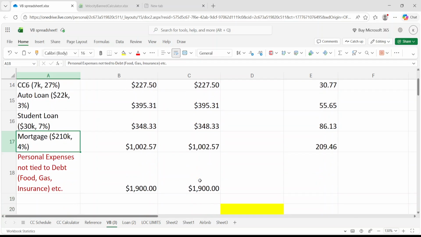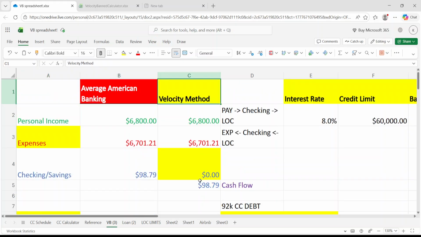whatever is tied to it, you just use one of the debt tools to cycle your expenses over and over again. And what we're going to do here is put our entire paycheck into a line of credit, take our expenses out, and then rinse and repeat over and over again, right? So that's basically what the final step is.